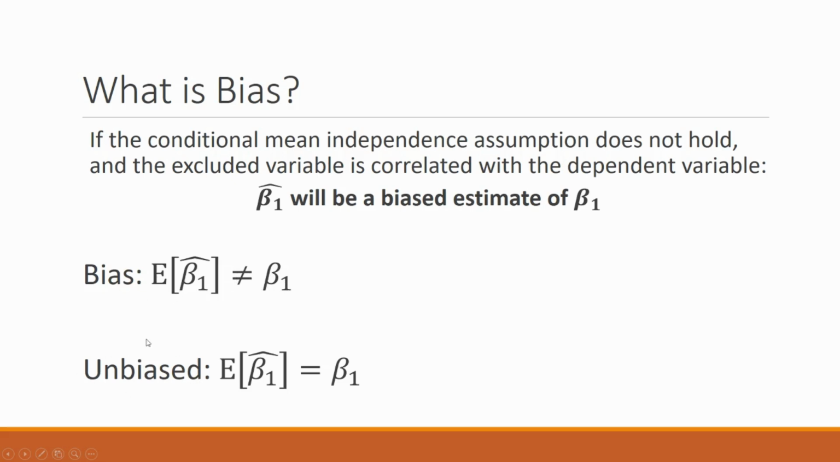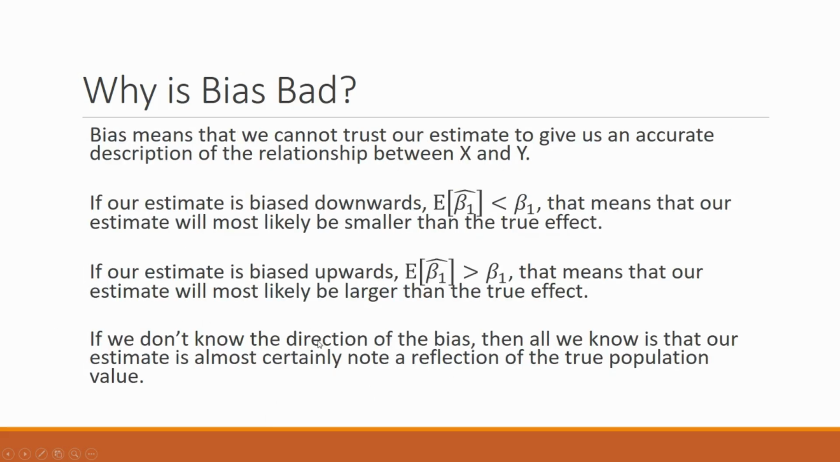It's unbiased when the expected value of beta 1 hat is equal to the true population beta 1. So this is bias, this is unbiased. Why is bias so bad? Bias means that we cannot trust our estimate to give us an accurate description of the relationship between x and y.